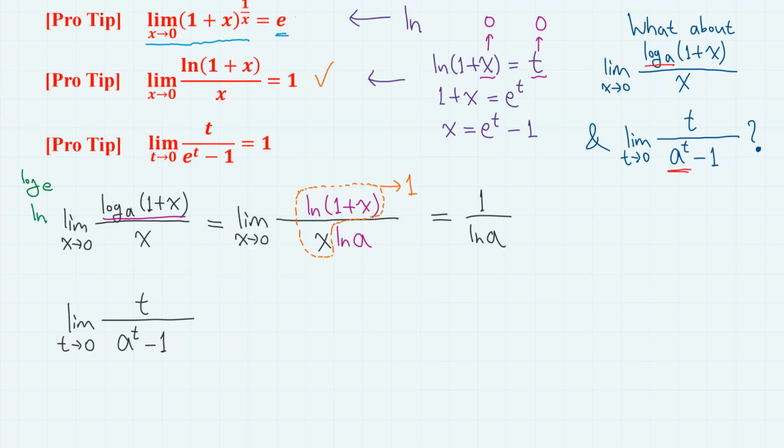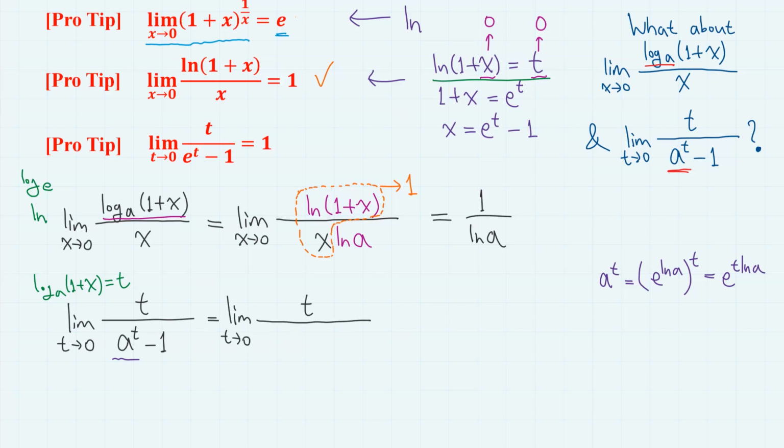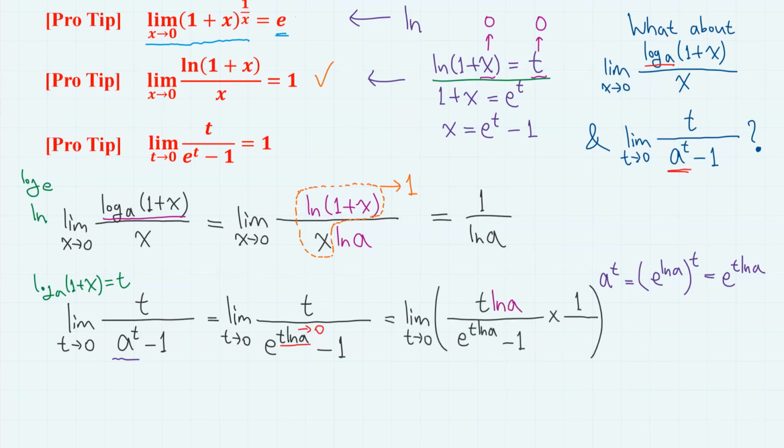Now, as for the limit of t over a to the power of t minus 1, you can use a similar method as this, but now with log base a of 1 plus x as t, or you can use the fact that this a to the power of t can be expressed as, since we can express a as e to the power of ln a, we have this to the power of t, hence e to the power of t ln a. Then the denominator becomes e to the power of t ln a minus 1. Here, since this t ln a part also goes to 0, we split into t ln a divided by e to the power of t ln a minus 1 and 1 over ln a, and this part goes to 1 because of this previous result. So we have 1 over ln a.